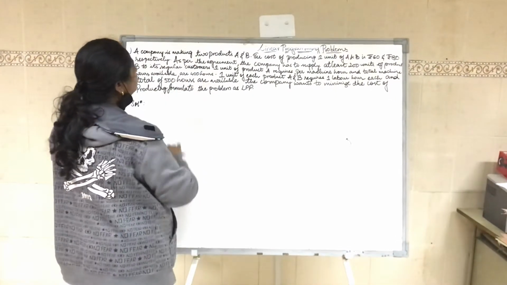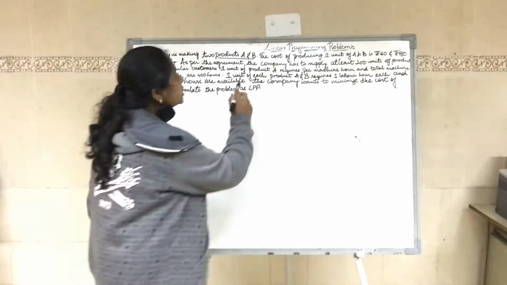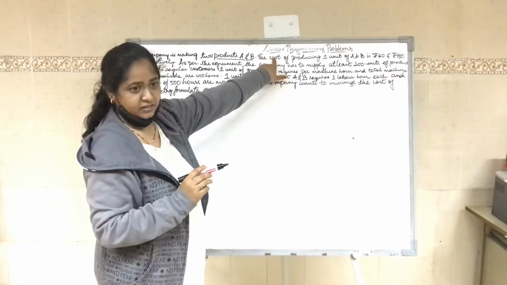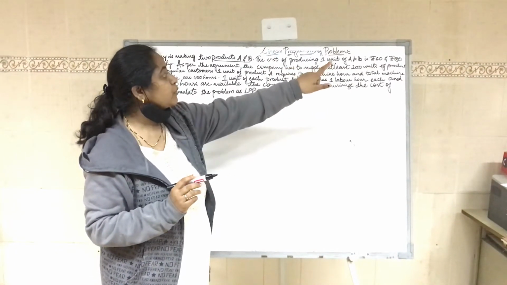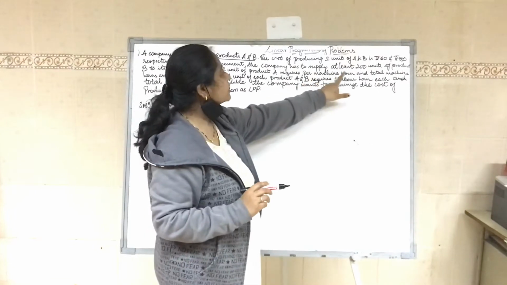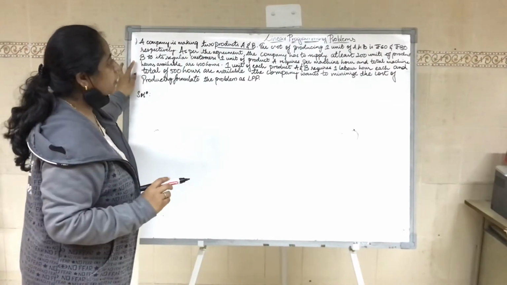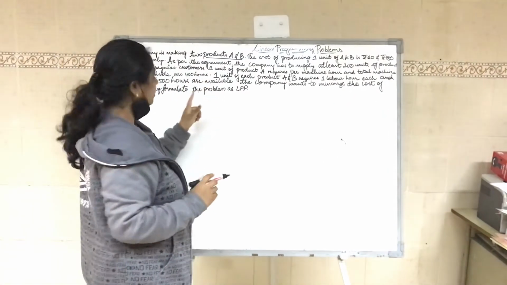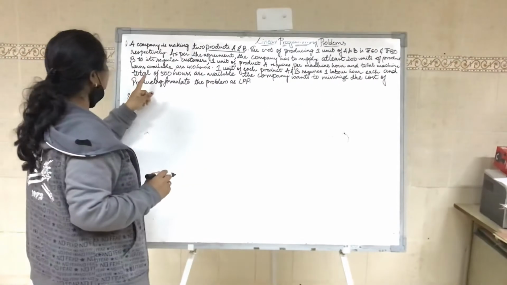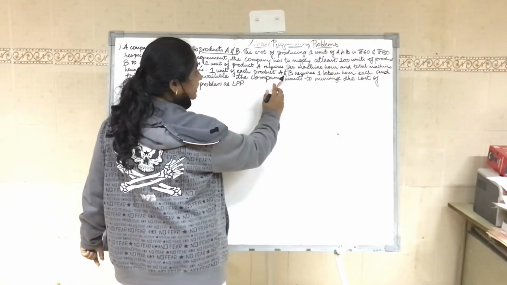So here a company is making two products, A and B. The cost of producing one unit of A and B is 60 and 80. Here they are saying cost. So the cost of producing one unit of A and B is 60 and 80 respectively. As per the agreement, the company has to supply at least 200 units of product B to its regular customer. And 1 unit of product A requires machine hours, and total machine hours available are 400 hours.